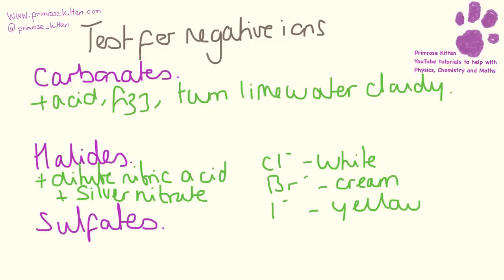Again, in the lab, these colours are very, very subtle to see, but this is what the exam board would like you to write. The last thing we need to do is to test for sulfate ions. You need to add dilute hydrochloric acid and then barium chloride. And if sulfate ions are present, then you'll get a white precipitate formed.